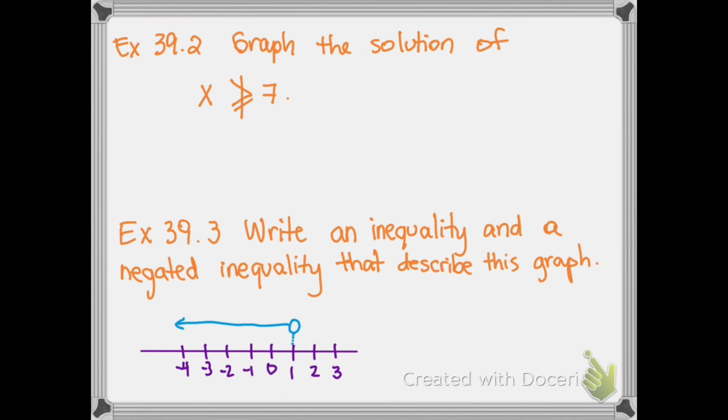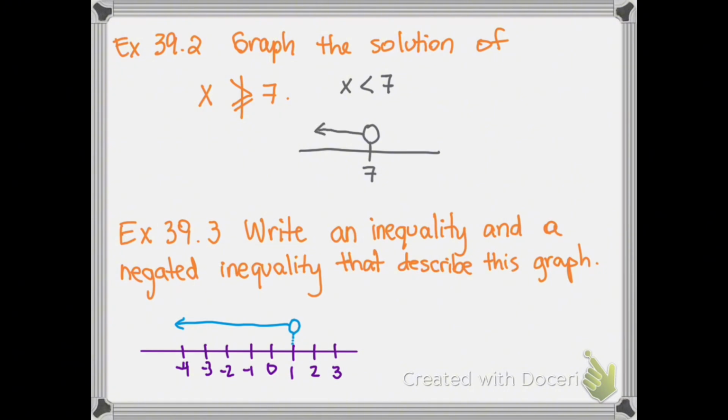Let's read this next one. X, or all the numbers that are not greater or equal to 7. So if x is not greater or equal, it can be less than 7. And once we have it that way, we can graph it. So we'll put the 7, we'll make it open because 7 is not included, and then the numbers are less than 7.